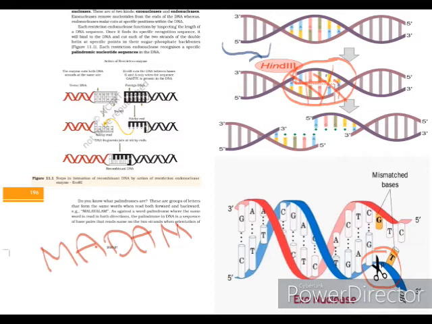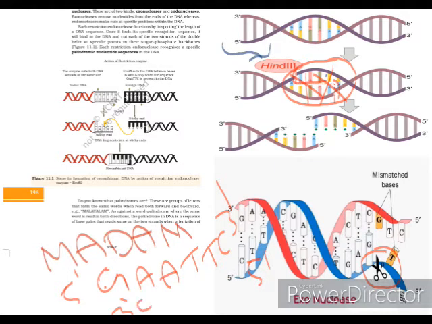For example, the recognition site of EcoRI is GAATTC from 5' to 3'. And the opposite strand is from 3' to 5'. The complementary to G is C. The complementary to A is T. Here T, T, A, A, G. And if you read from 5' to 3' in the lower strand, it is also the same, GAATTC. This is known as a palindrome. Palindromes are the sequences which read the same when read from 5' to 3' direction.